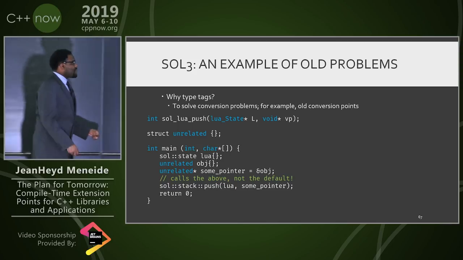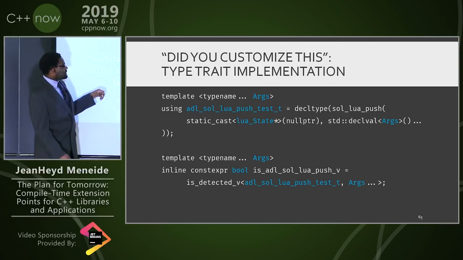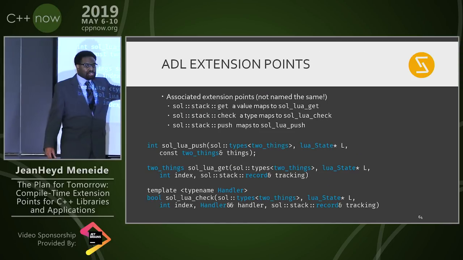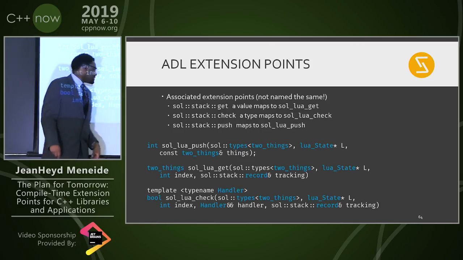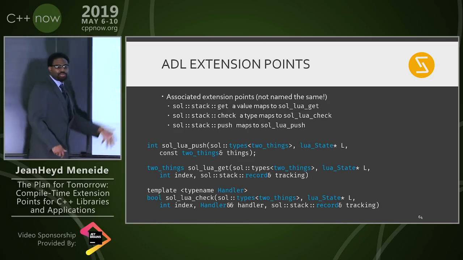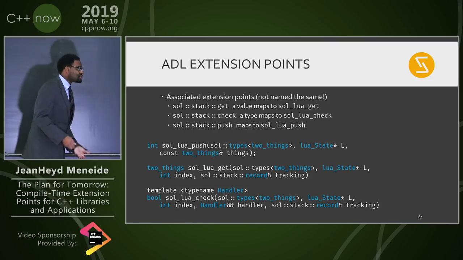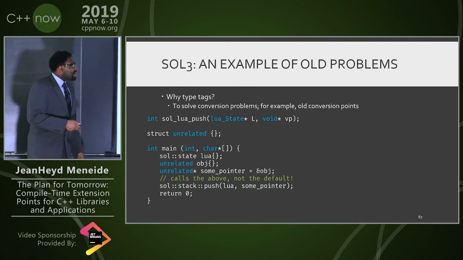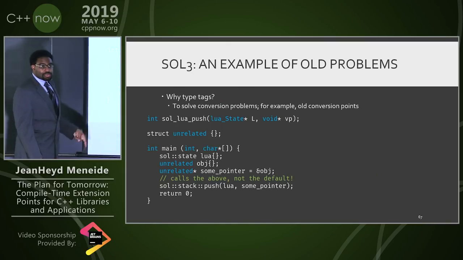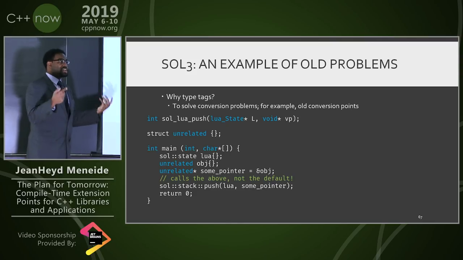And you may be wondering, why do we have these type tags, these sol types, a lot of spam? Why in the world would you have that? That makes your API a lot more verbose. Well, as it turns out, there are some problems with ADL in general, and not just ADL, but function overloading in general.